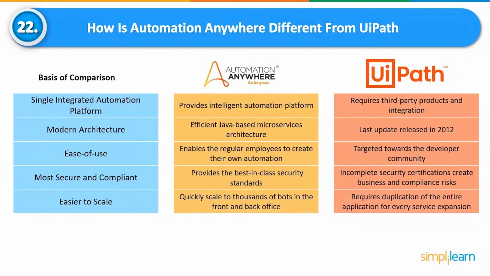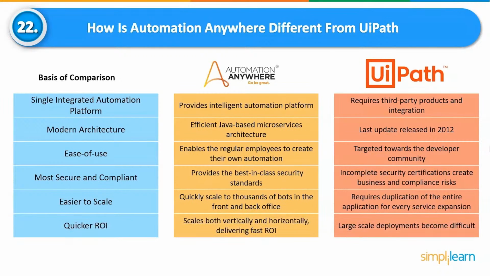Easier to scale. Automation Anywhere quickly scales to thousands of bots in front and back office, no matter the type: attended, unattended, or document processing. UiPath's architecture is unable to scale horizontally and requires duplication of the entire application for every service expansion.